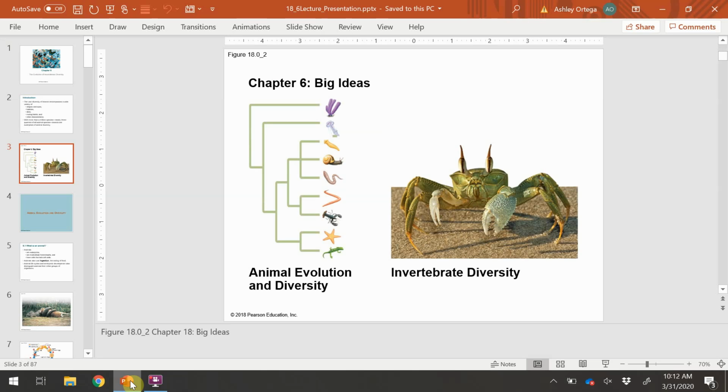Looking at chapter 6, there are two big ideas here. First, animal evolution and diversity. How do all of the animals connect? What properties do they all share, and how are they diverse? How are they different from one another, and how do we group them? Then we'll go on to invertebrate diversity in particular, looking at those animals without a backbone.